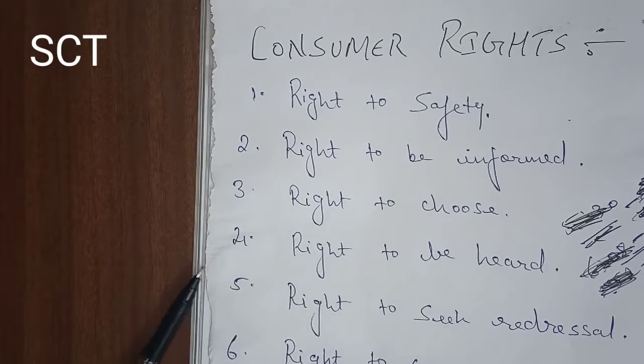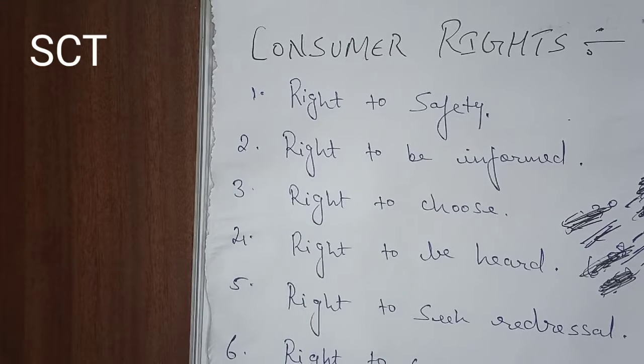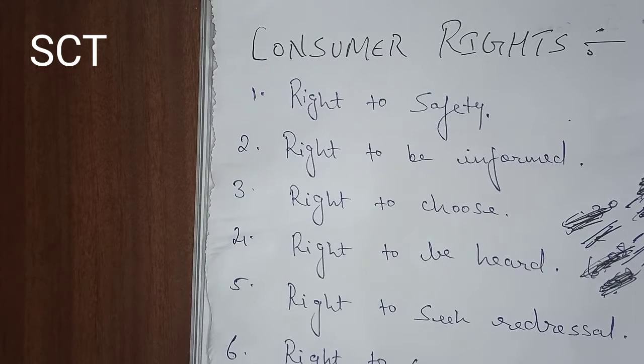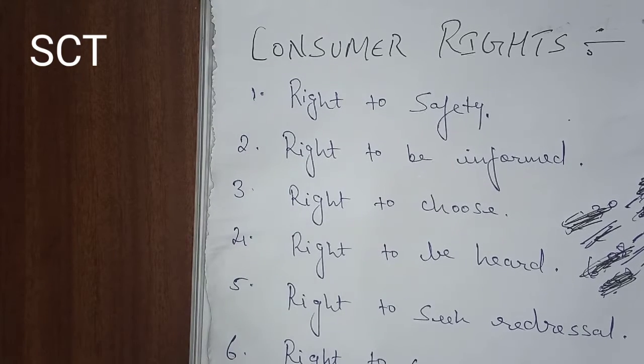So the second right, right to be informed. According to this right, the consumer has the complete right to get total information about the goods or service which he wants to purchase. Information such as ingredients, date of manufacture, price, quantity, direction to use, etc. should be provided to the consumer. It is a law and mandatory for the manufacturer to provide such information on the package or on the label of the product.